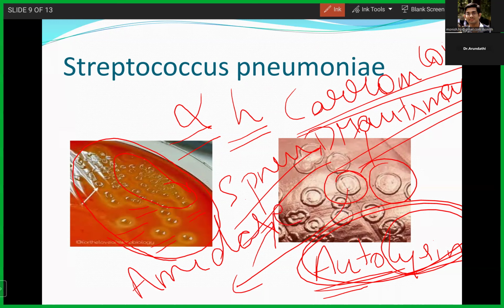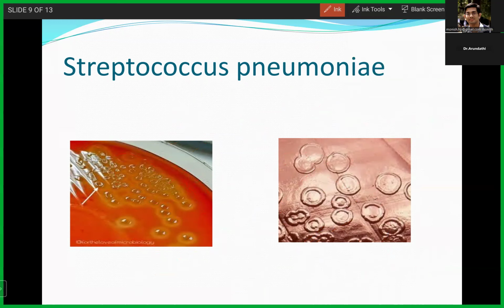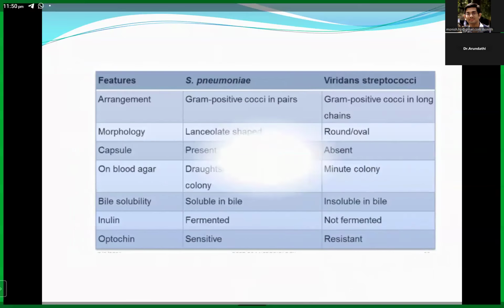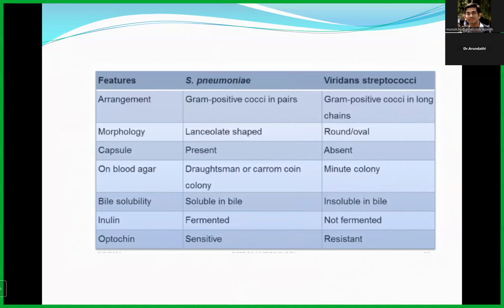So what did we learn here? We understood that this particular Streptococcus pneumoniae produces alpha hemolysis. It also produces carom coin appearance or Draughtsman colony. It is because of autolysin, also called amidase. So these are the cultural characteristics of this organism. Not just that, always these cultural characteristics will not be very obvious and you cannot narrow down to the diagnosis. So obviously we will go for some biochemical reactions.